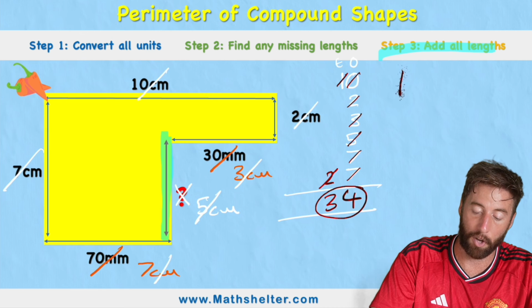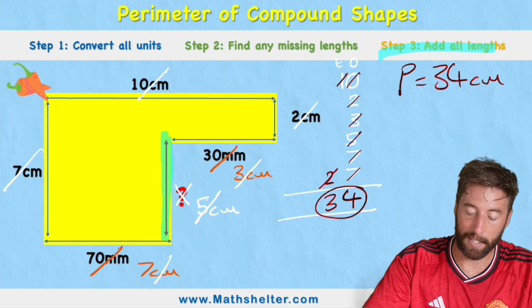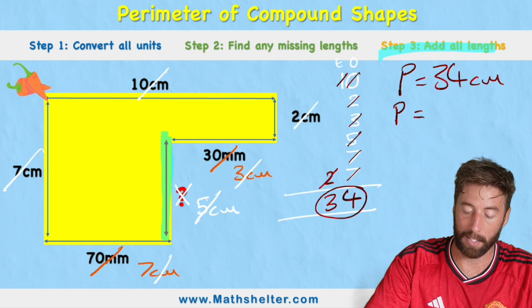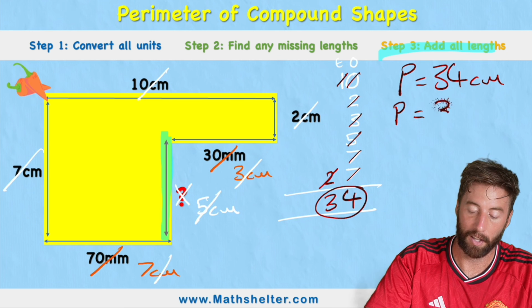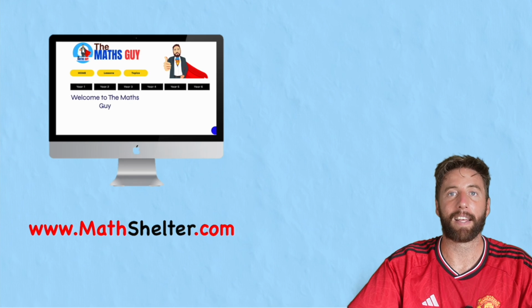So the perimeter of this compound shape is 34 centimeters. Or if I wanted to put it in millimeters, I would need to understand there are 10 millimeters to every centimeter, so it's going to be 10 times larger, so it'll be 340 millimeters. And there we have it. That is how to find the perimeter of compound shapes.